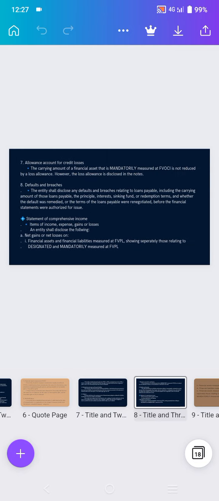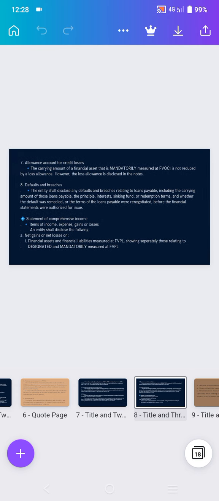Number 7 po, allowance account for credit losses. The carrying amount of financial asset that is mandatorily measured at FVOCI is not reduced by a loss allowance. However, the loss allowance is disclosed in the notes. So, according po dito sa allowance account for credit losses po, kapag ang financial statement ay mandatorily at sa FVOCI, hindi po yun mababawas ng loss allowance. Kahit yung loss allowance po ay disclose na po sa notes na po nila.